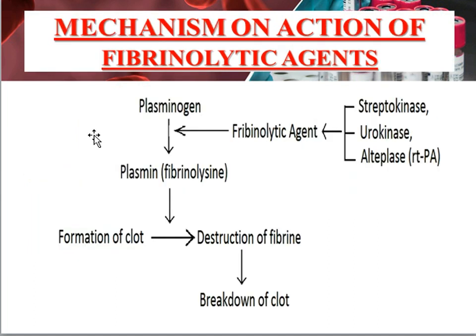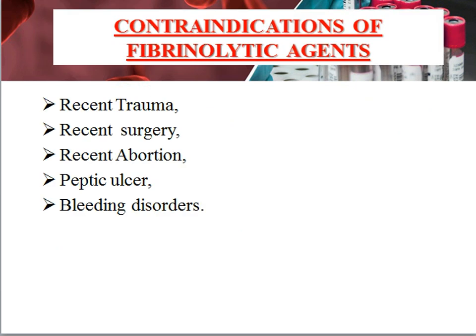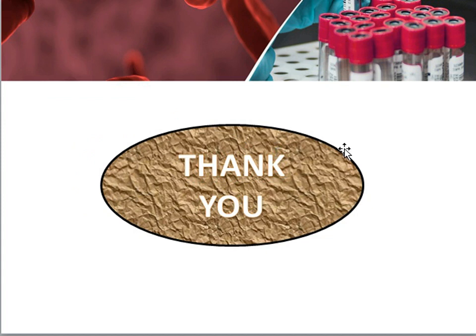Mechanism of action: plasminogen is converted into plasmin, which causes destruction of fibrin. This destruction of fibrin breaks the clot. So the fibrinolytic agent acts on the conversion of plasminogen to plasmin and breaks the clot. Contraindications: recent trauma, surgery, peptic ulcer, bleeding disorders. Thank you. Here this chapter is completed.